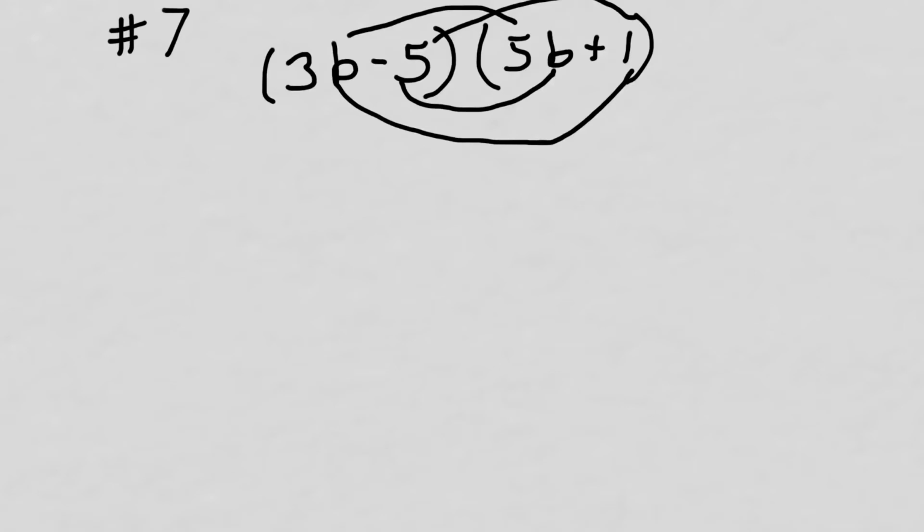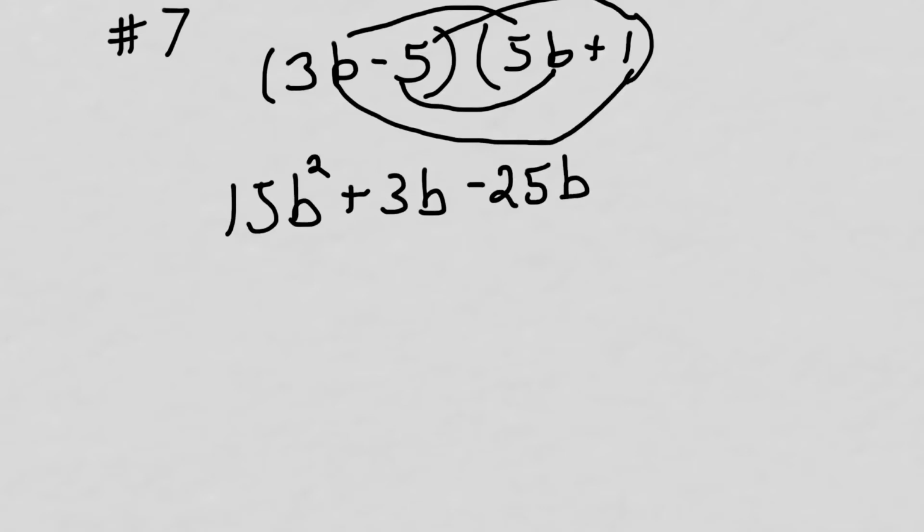So the first is going to be 3b times 5b, which is going to give us 15b squared. Oops, I forgot my square on this one. Then we're going to multiply the outer, which is 3b times 1, which is going to be plus 3b. Inner, negative 5 times 5b, which is going to give us minus 25b. And last, I'm going to multiply the negative 5 times the 1 and get minus 5.